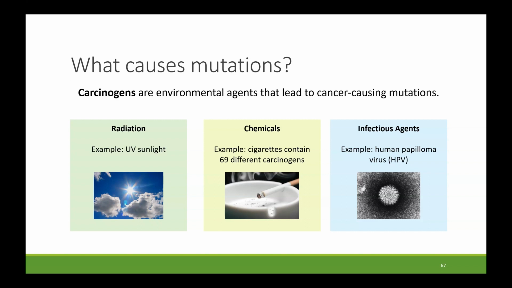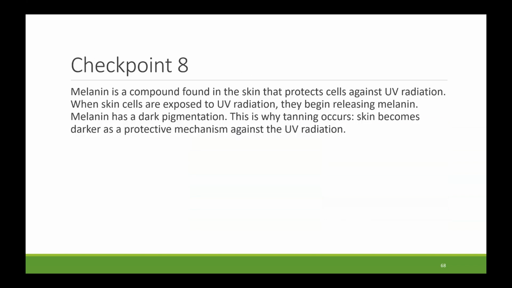But at this point, I have another checkpoint for you related to carcinogens, specifically UV radiation as a carcinogen. So melanin is a compound found in the skin that protects against UV radiation. When skin cells are exposed to UV radiation, they begin releasing melanin. Melanin has a dark pigmentation, and this is why tanning occurs. Skin becomes darker as a protective mechanism against the UV radiation.